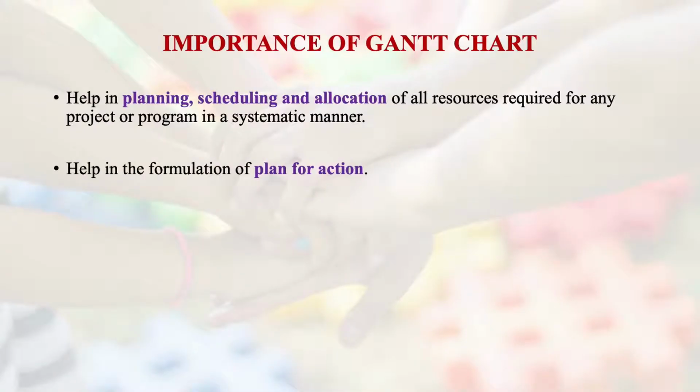In addition, they help in formulation of a plan of action. Wherever more resources are required, if you are slipping somewhere, or if you have underestimated some time, you can always come back to your Gantt chart. You can change wherever the requirements are, or you may reallocate your resources as per the requirements of the project.